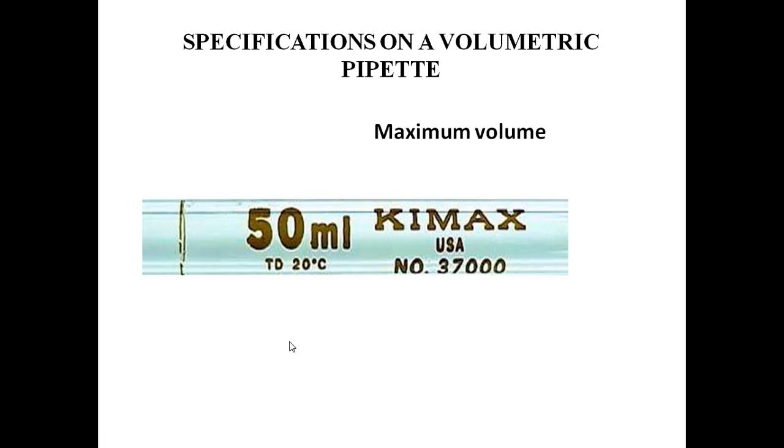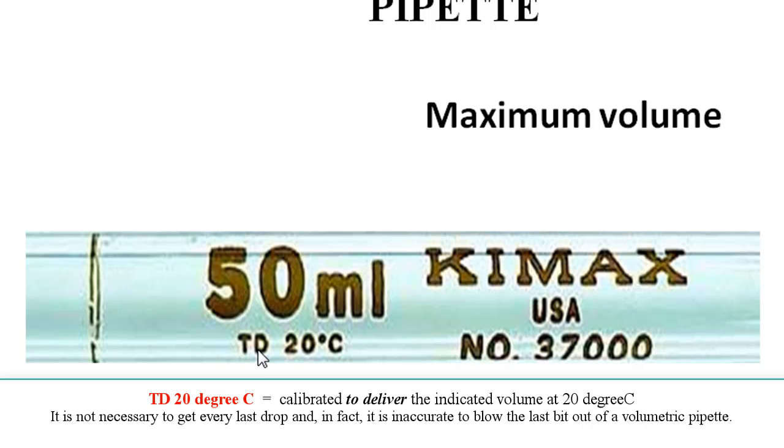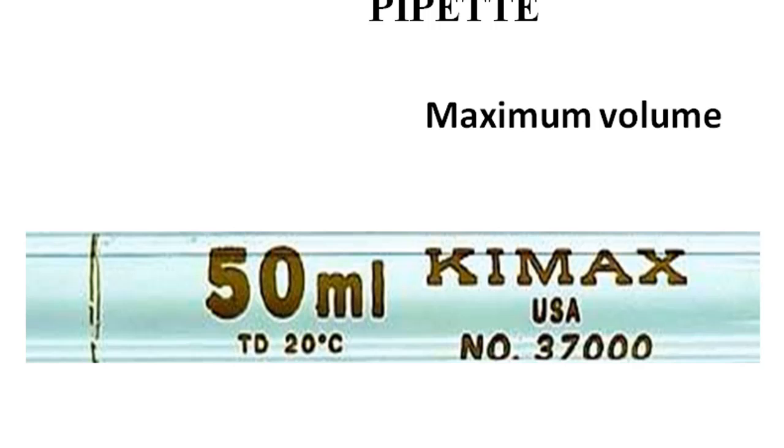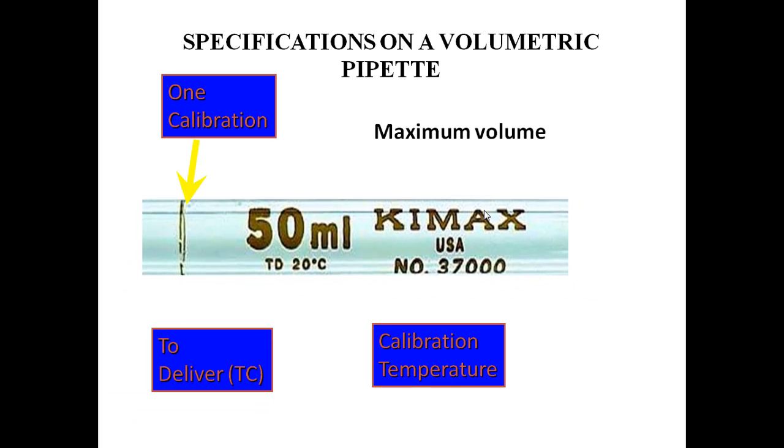Now what are the specifications written on a volumetric pipette? Here you can see this pipette has a capacity to measure 50 ml of liquid. This is the calibration mark. This is TD, which means to deliver: it has the ability to deliver 50 ml of volume at 20 degrees Celsius. And this is the certificate number which is issued by USA for this specific measurement. This is the one calibration mark, to deliver 50 ml of liquid.